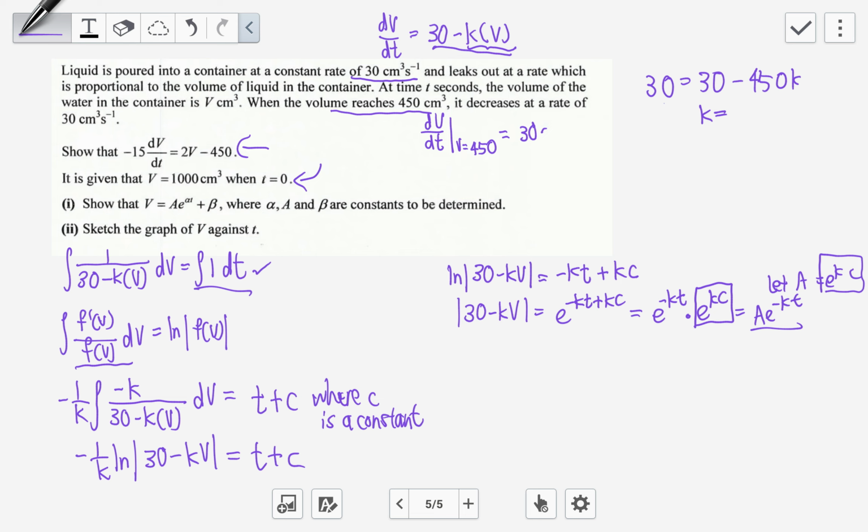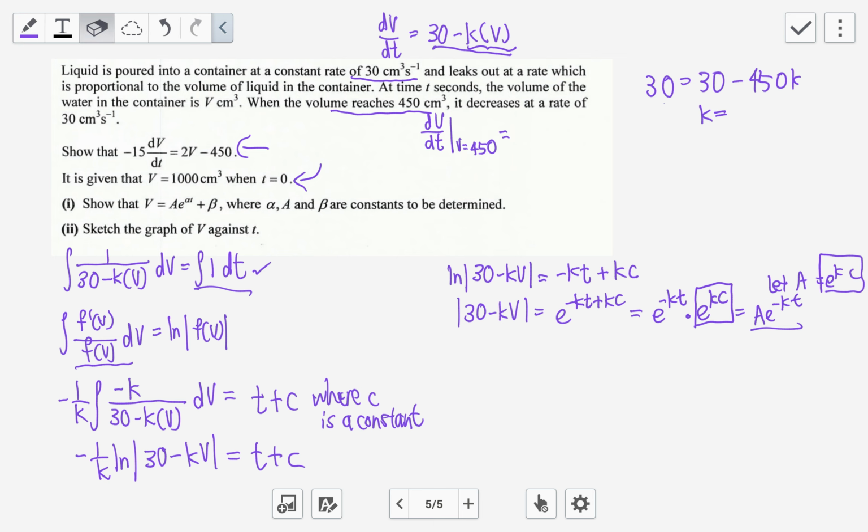Let me see. V is 450, proportional, decreases. I made a mistake here.